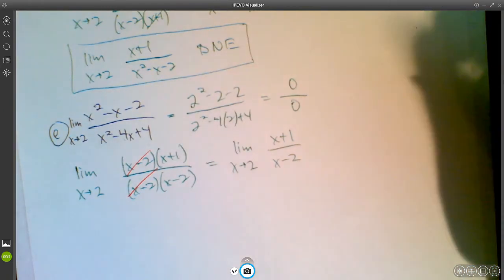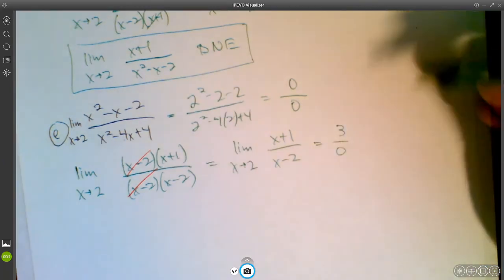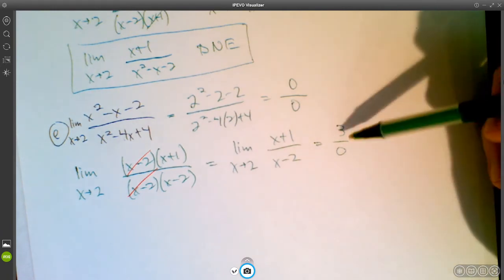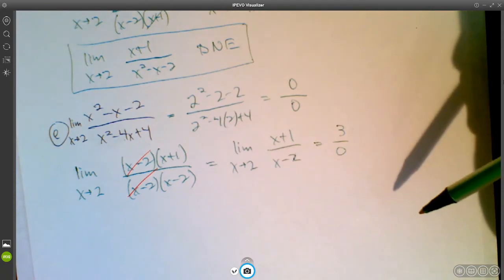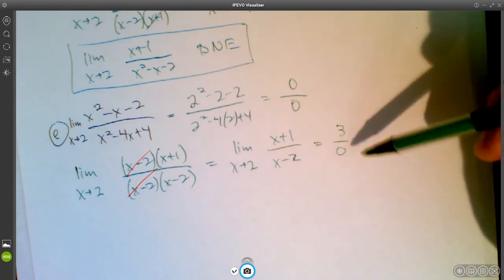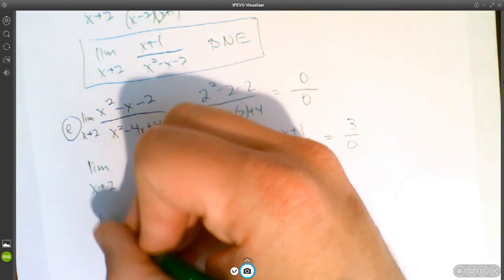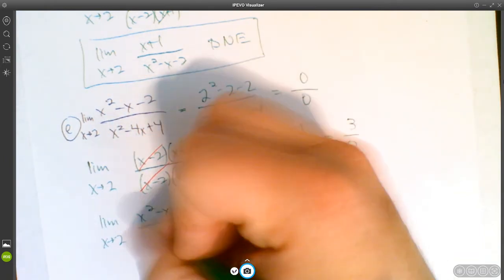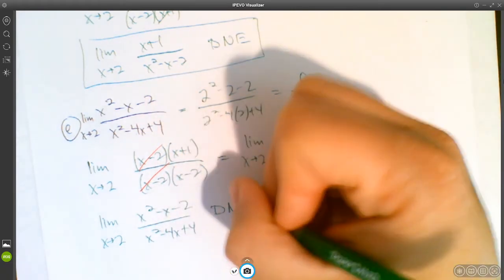Now when I plug in 2 here, I'm going to get 3 over 0. So I can't factor this any further, right? I'm getting a 3 over 0. So this just tells me that this limit is undefined. Okay? Or not undefined. I keep saying that. The limit doesn't exist. Right? So we'll just say the limit as x approaches 2 of (x squared minus x minus 2) over (x squared minus 4x plus 4) does not exist.